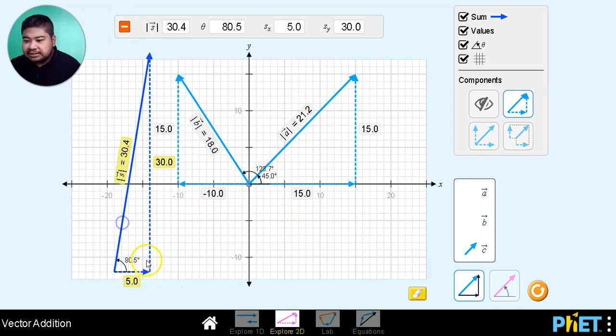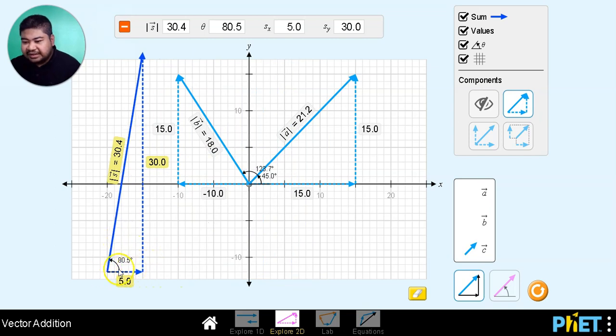If you look at the sum, look at the x-axis of the resultant. This is the resultant vector. The x-axis is basically the sum of the horizontal components of the two vectors. So 15 plus negative 10, you get positive 5. Remember, 15 plus negative 10, you get positive 5.